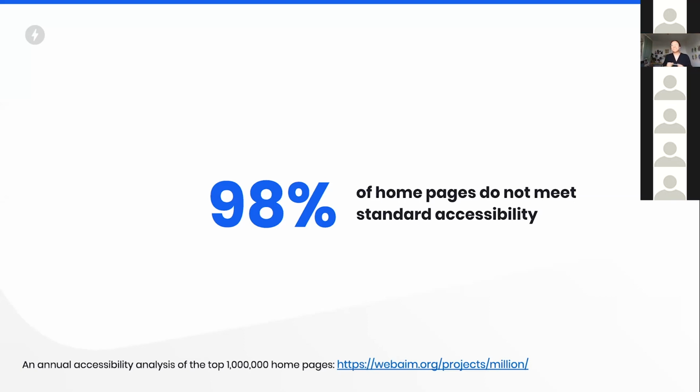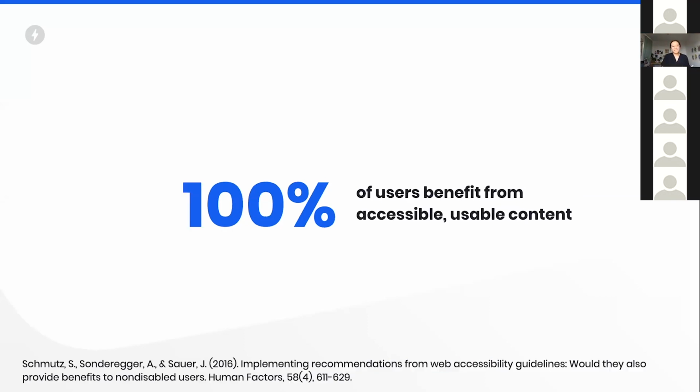98%. Another fact I wanted to share is that a 2016 study on web accessibility found that 100% of users benefit from accessible, usable content. The study found that for all users, WCAG compliant websites result in faster task completion time, higher task completion rate, higher ratings in usability, trust, positive sentiment, and aesthetics, and lower ratings in cognitive workload. So it didn't take so much energy to even engage with the website.